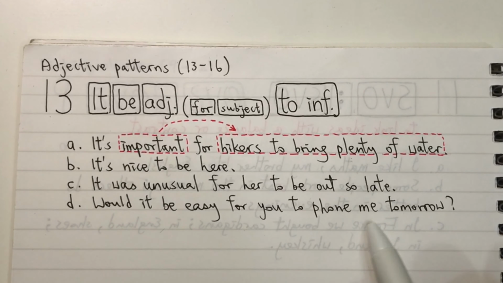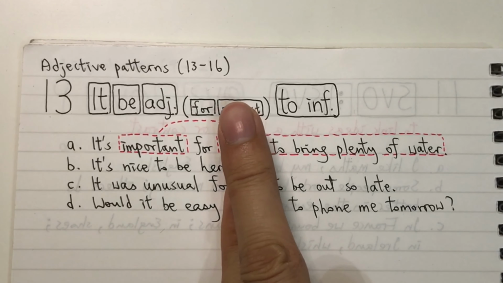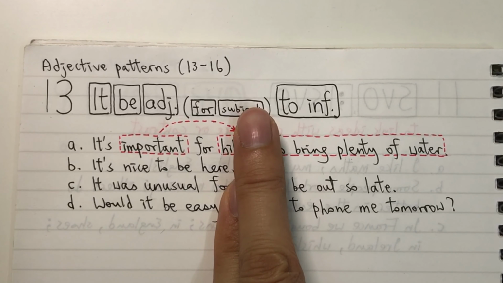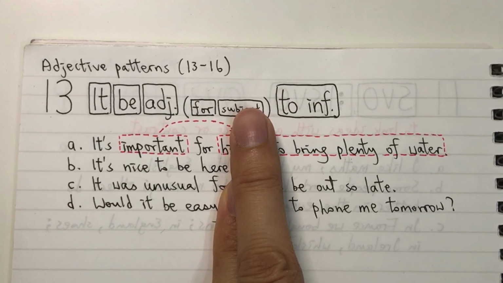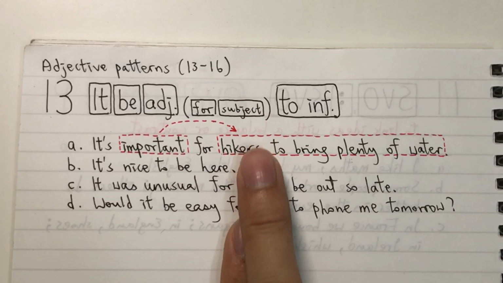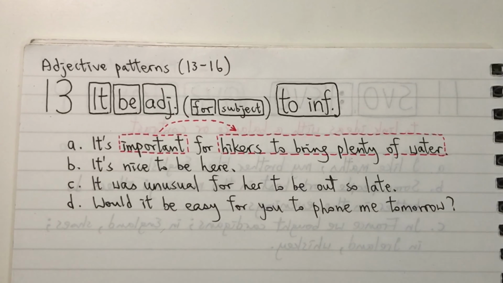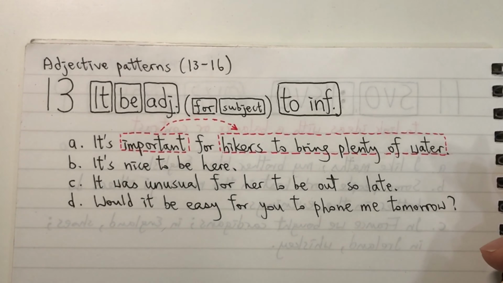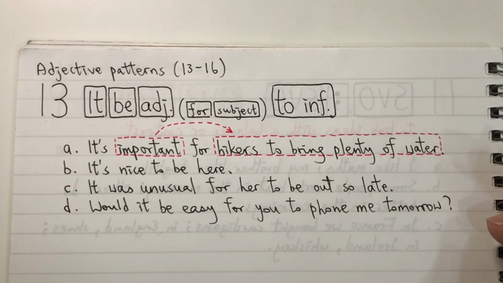Would it be easy for you to phone me tomorrow? Would it be easy to phone me tomorrow? Yes, I'm talking to you, so I think it's clear enough, it's understood I'm talking about you. Okay, so again, it all depends on the context, the situation of conversation.